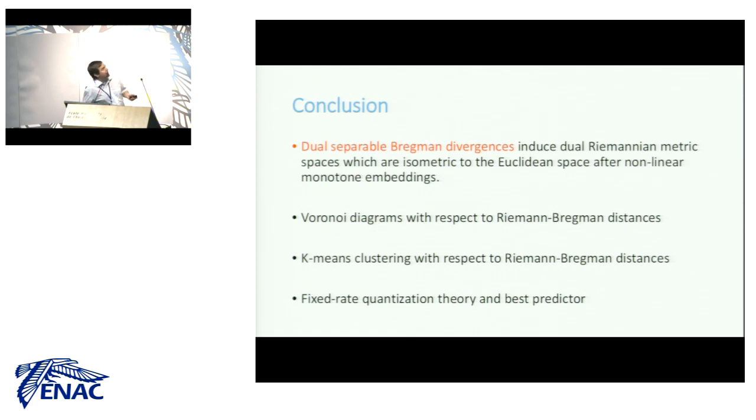Okay, to conclude, let me summarize what I've been mentioning in this talk. We introduced some new explicit formulae for the Riemannian geodesic distance where we have separable Bregman divergence, and we studied some properties, including the Voronoi diagrams of that structure. And then we applied different clustering algorithms like k-means. And also in the paper we have more details about fixed weight quantization and best predictor using this geodesic distance.